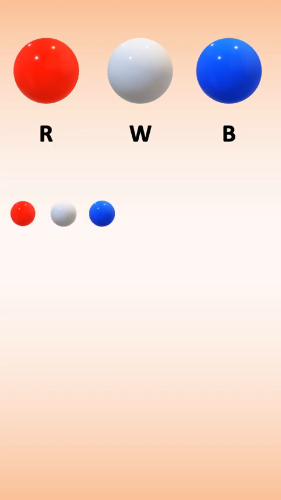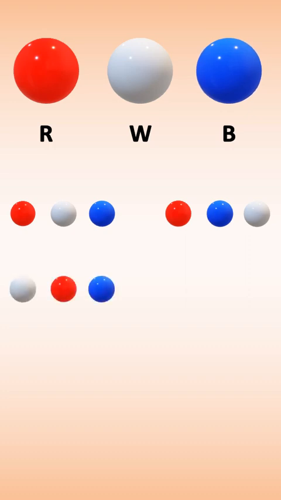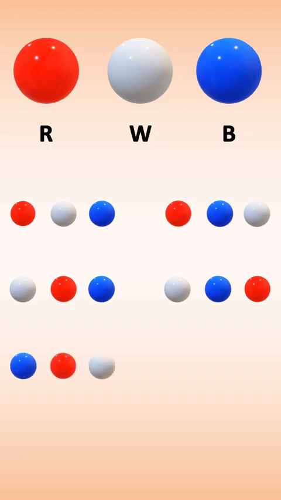The first arrangement is red, white, blue. The second arrangement is red, blue, white. The third arrangement is white, red, blue. The fourth arrangement is white, blue, red. The fifth arrangement is blue, red, white. The sixth arrangement is blue, white, red.